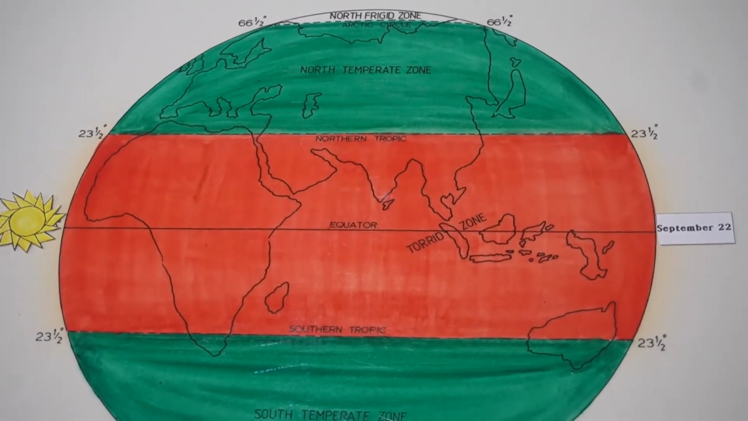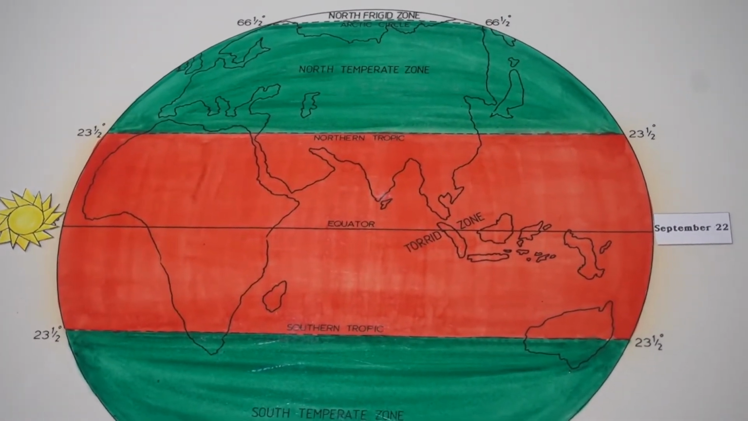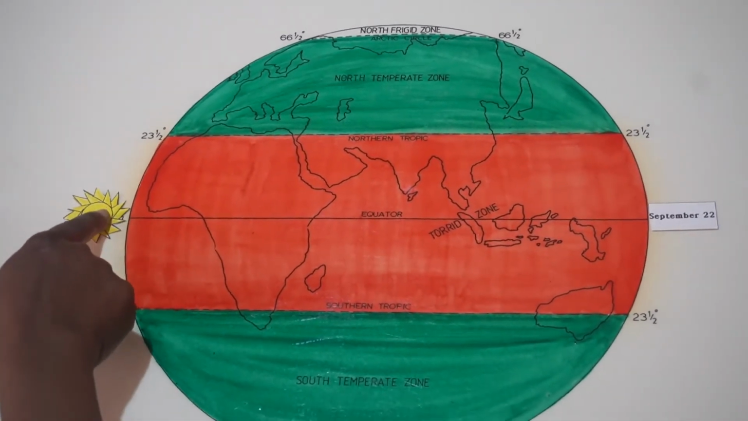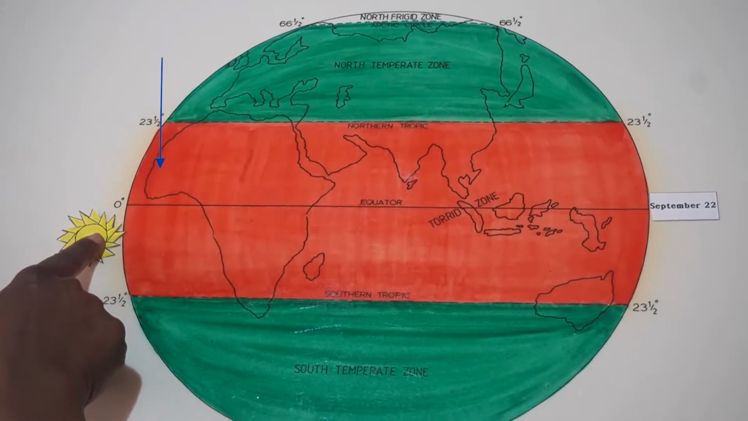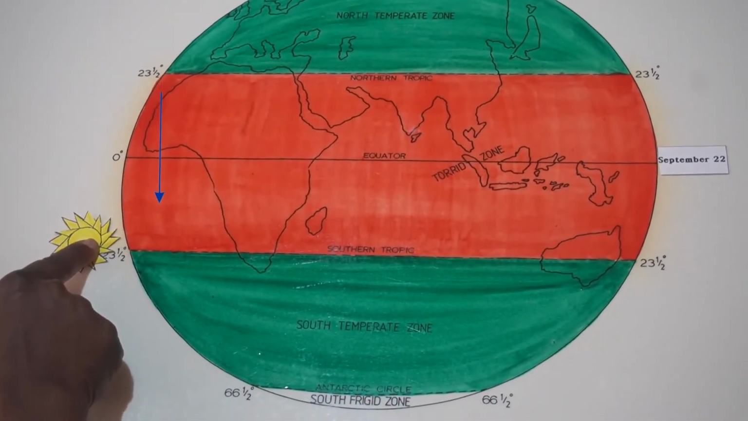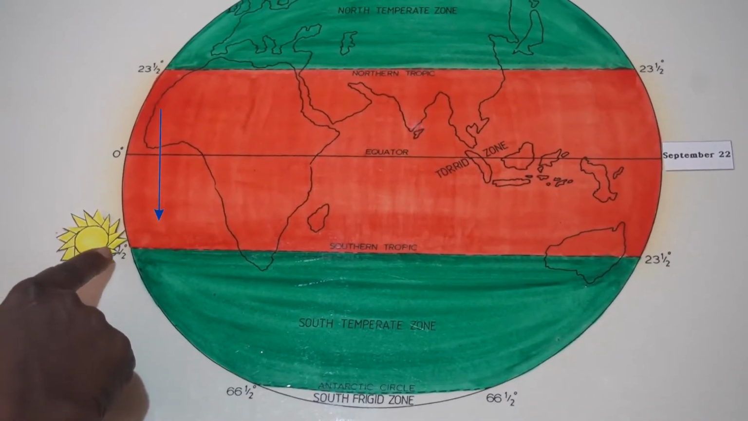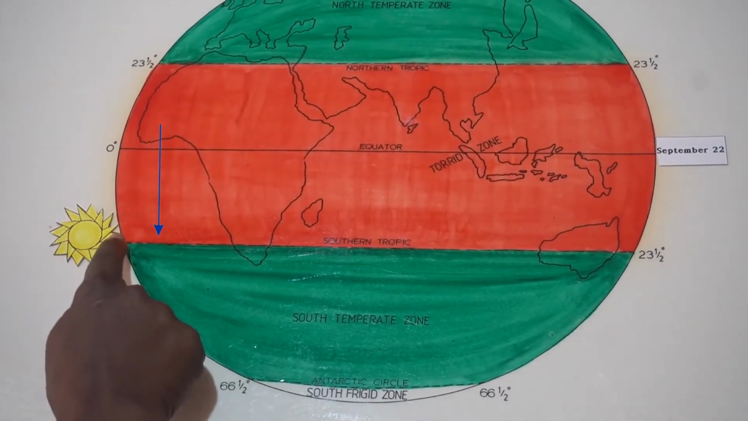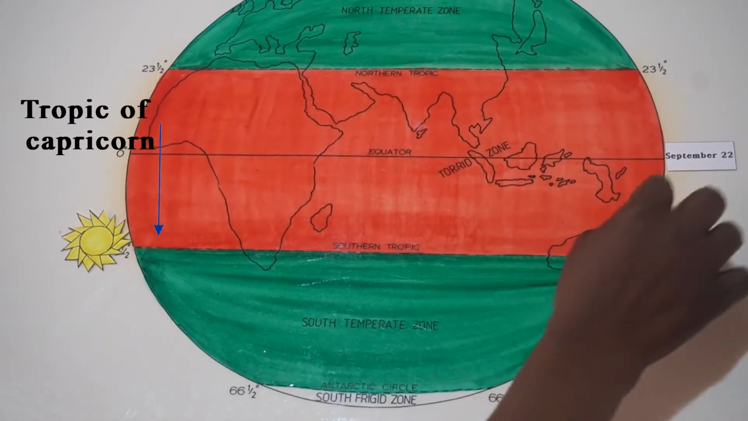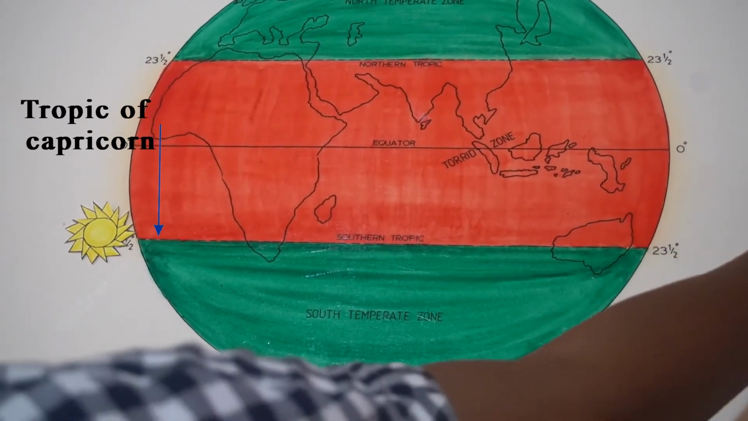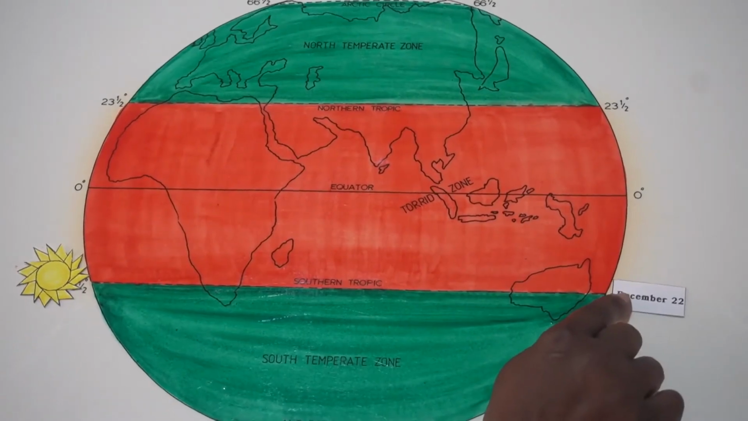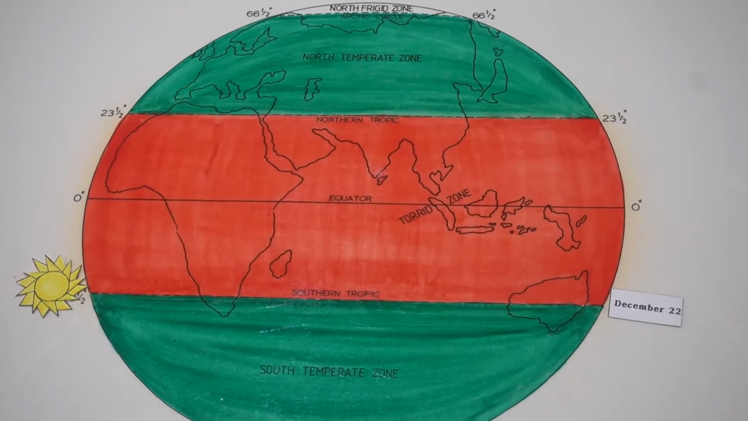But then those perpendicular rays continue to fall further and further to the south. So they continue to fall further and further to the south until they get to the Tropic of Capricorn here in the south. And then we know that it is December 22nd.